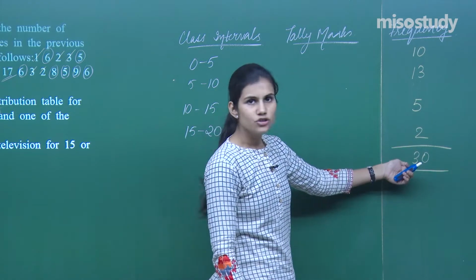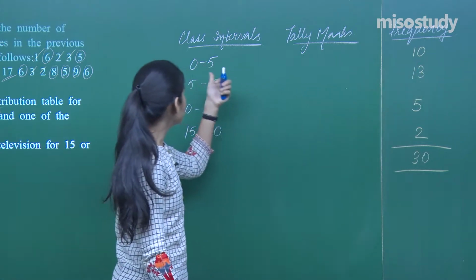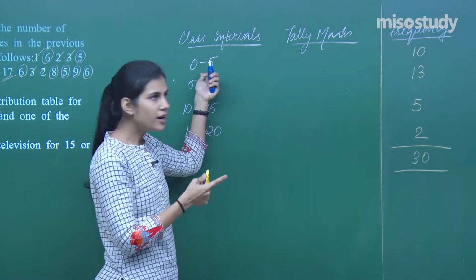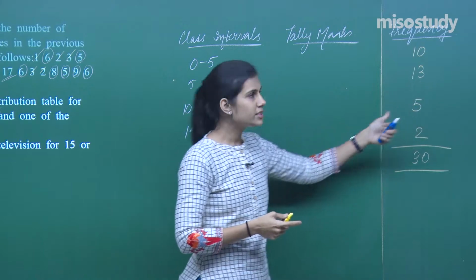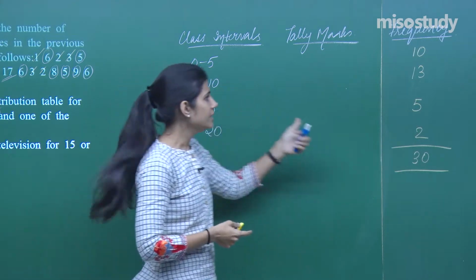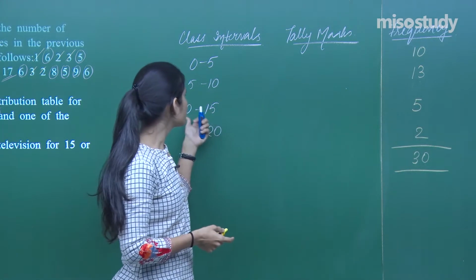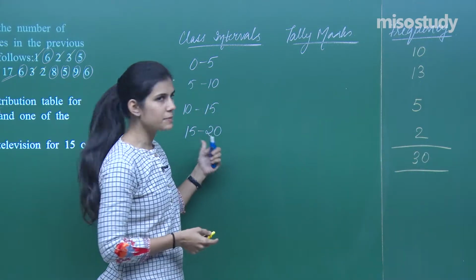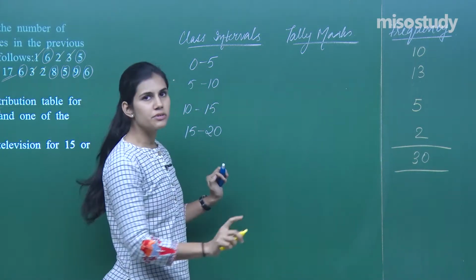So out of 30 children, 10 children are watching television in this range of hours, 13 children are watching television for this range of hours, 5 are watching television for this range of hours and 2 are watching television for this range of hours. This is my group frequency distribution.